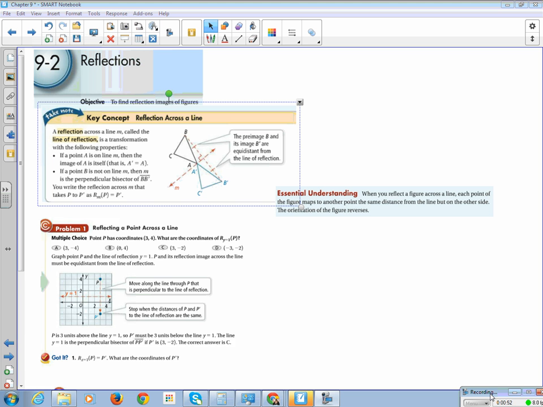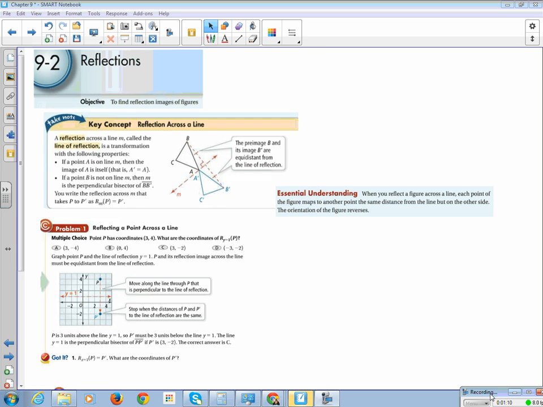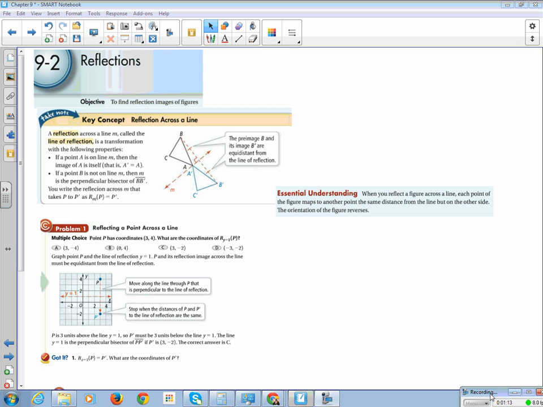You write the reflection across M that takes P to P prime as R for reflection, M for the line, and then P represents the point P, and that's equal to P prime. So this is a formatting issue. This is the way Pearson's going to format reflections for you.